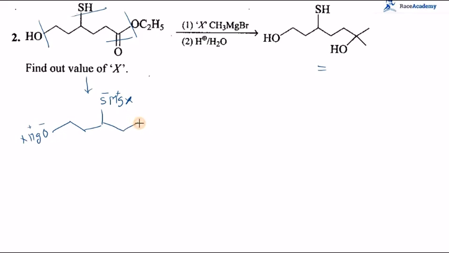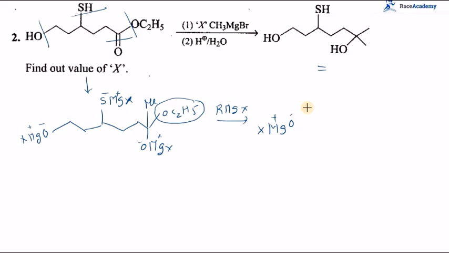After that, we have one ester. The ester oxygen will become OMgX, O minus and Mg plus, and to that a methyl group is attached, along with OC2H5. That OC2H5 is removed, because again we treat this with one more RMgX, that is CH3MgX.